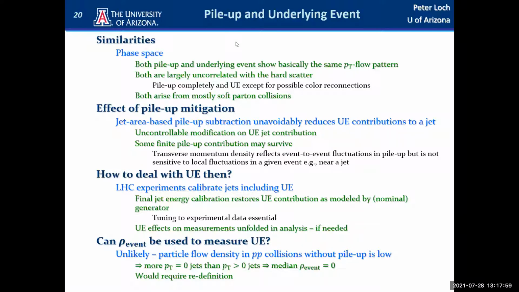Is the underlying event really uncorrelated with hard scatter? Because maybe you can reconstruct the primary vertex and see that the underlying event comes from the same primary vertex? Well, the collisions happen inside two protons. So you have a distance scale of typically one Fermi, 1 femtometer. So there's no way in the world that you get a second vertex from an underlying event.